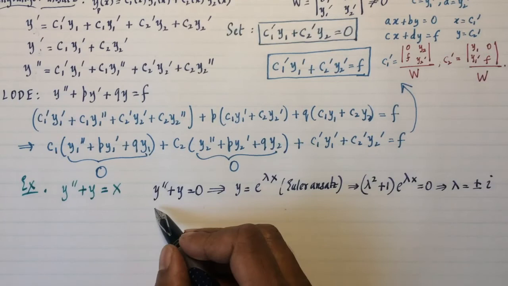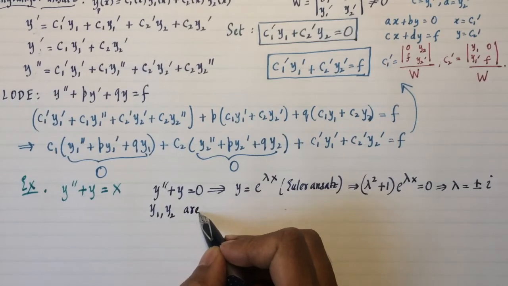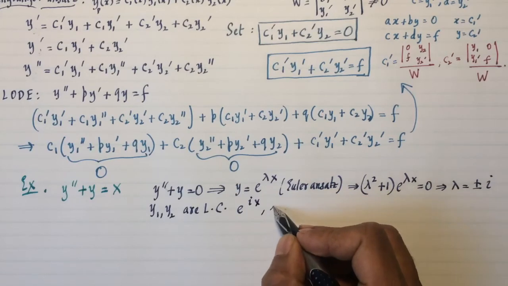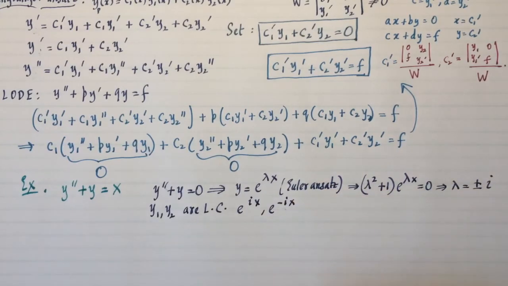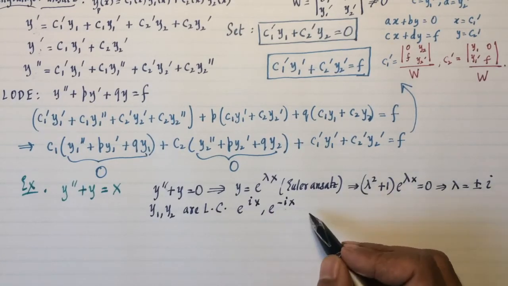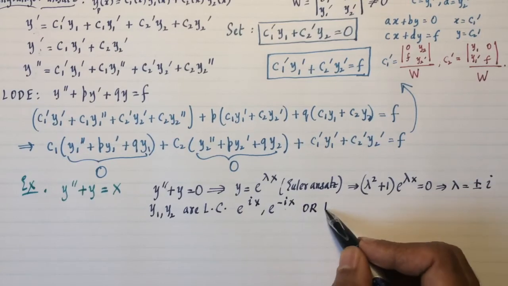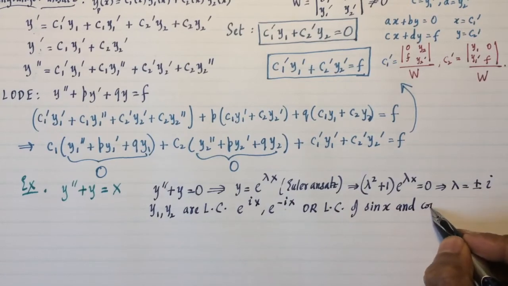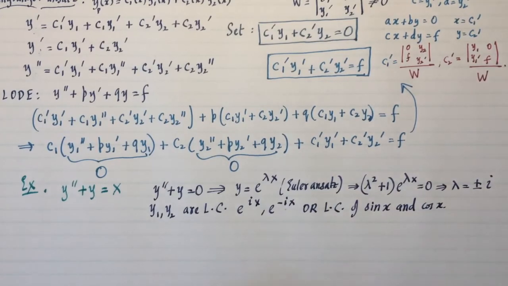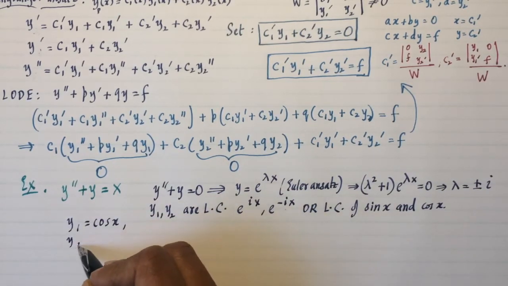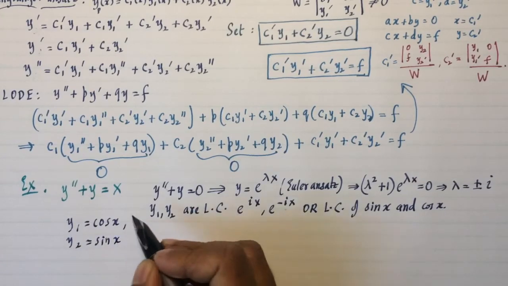Well, once you have that, the solutions y1 and y2 are going to be linear combinations of e to the ix and e to the minus ix. Well, you don't want to play with complex numbers too much, so what I'll do is I'll take the linear combinations of e to the ix and e to the minus ix instead. So those are linear combinations of sine x and cosine x. So we have our y1 and y2. Let's call y1 equal to cosine x and y2 equals sine x. And those satisfy the homogeneous equation.